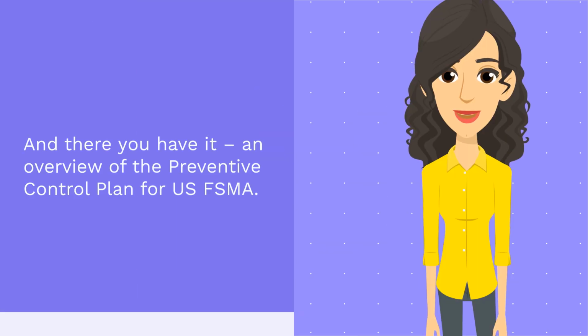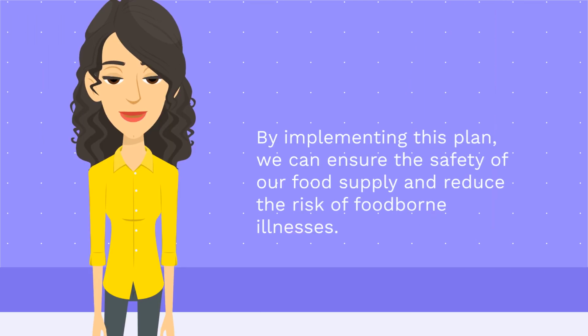And there you have it, an overview of the Preventive Control Plan for US FSMA. By implementing this plan, we can ensure the safety of our food supply and reduce the risk of foodborne illnesses.